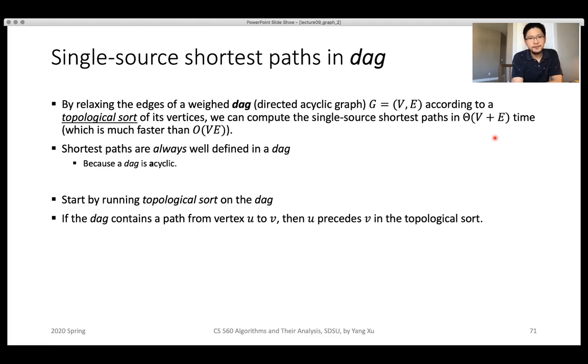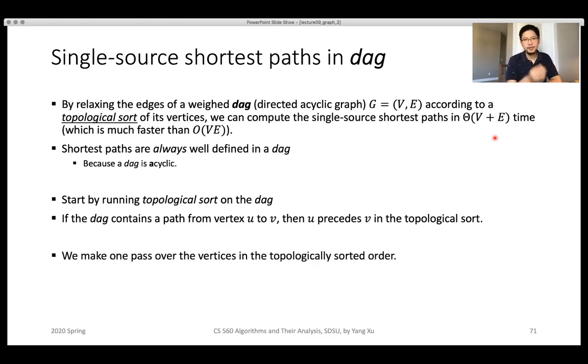If the DAG contains a path from vertex u to v, then u must appear before v in the topological sort. That's what topological sort does. In the result of a topological sort, all edges point from left to right, so no edges go from right to left. If a path exists, then the source vertex must be to the left of the destination vertex.